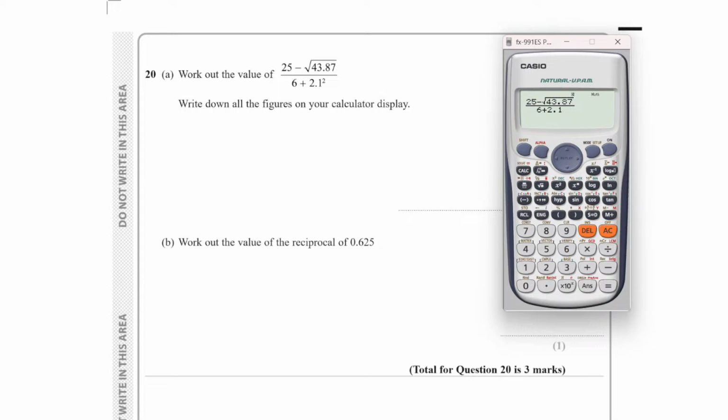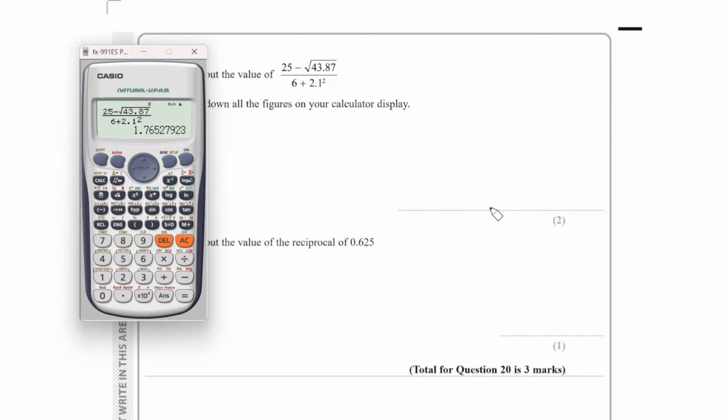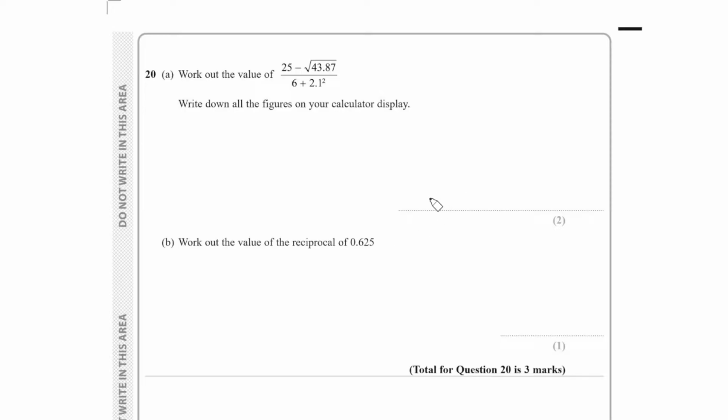2.1 and then square the 2.1. See how I've just literally copied it? Then it says write down all the figures on your calculator display. So you need to write down all of that. Don't round it. Just literally write everything that you can see. So we've got 1.76527923. Literally, I'm just writing all of that down, basically.